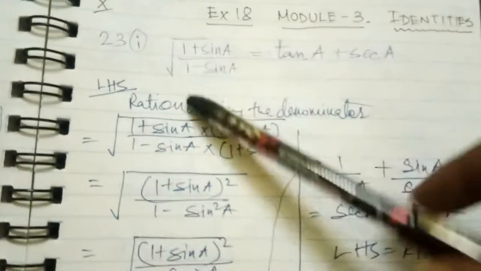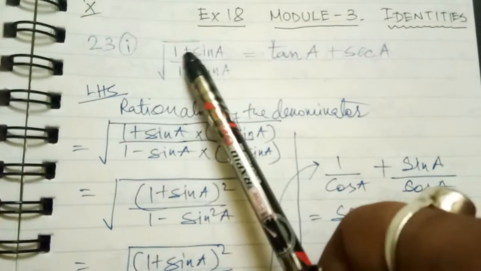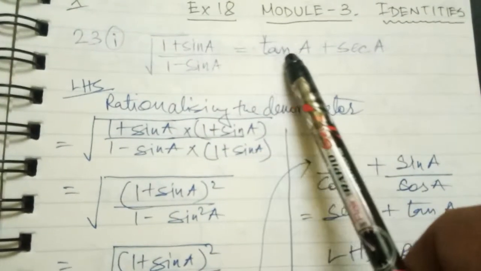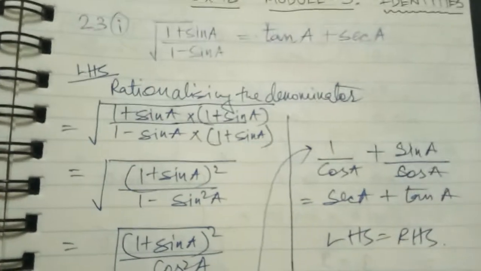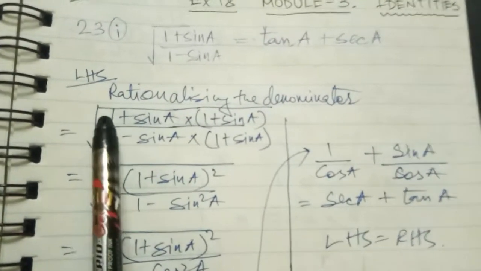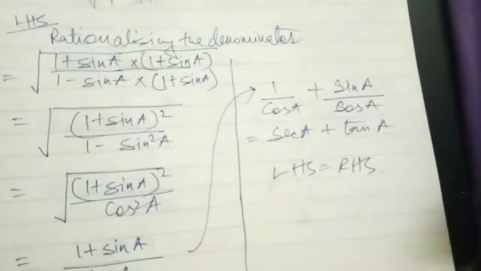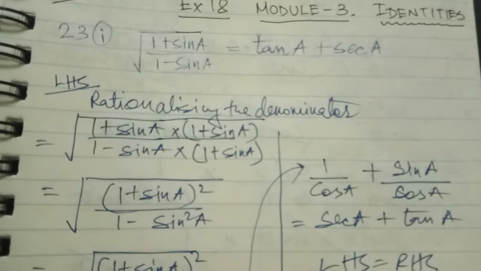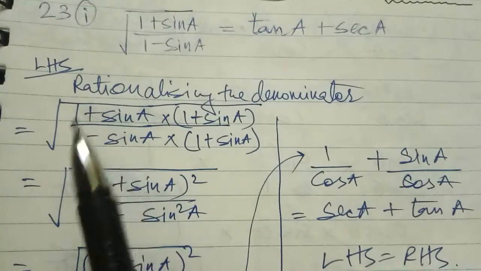Today, one question I've taken from exercise 18, that is 23.23.1: root over (1 plus sine a) by (1 minus sine a) equals tan a plus sec a. So what I did at LHS, in this kind of question, when the root is given, at that time you just rationalize the denominator. So what I've done over here, see, rationalizing the denominator means what?